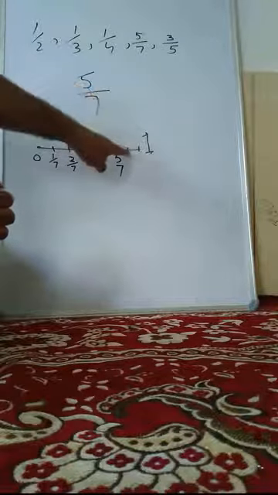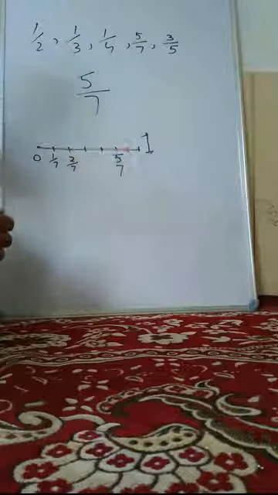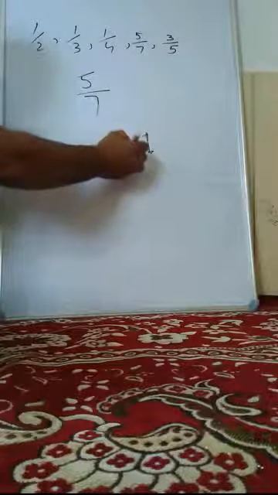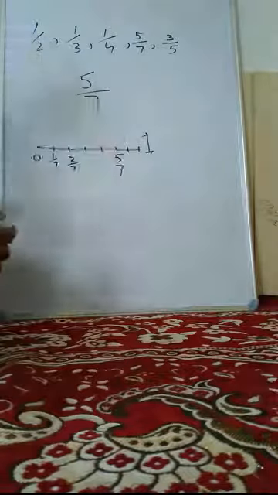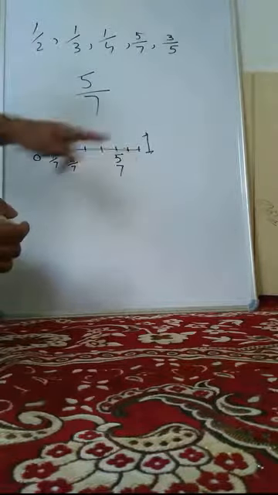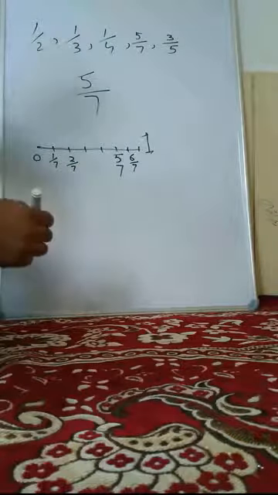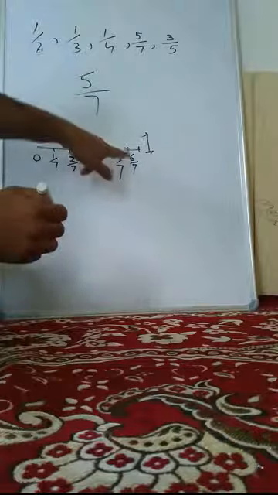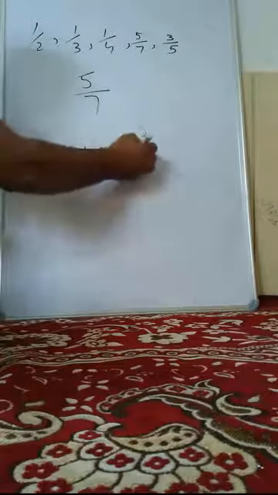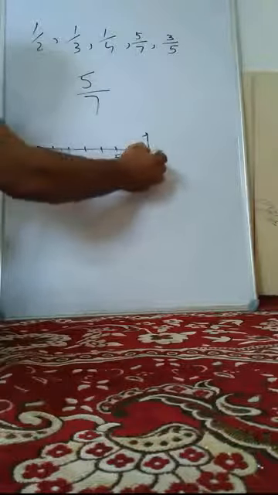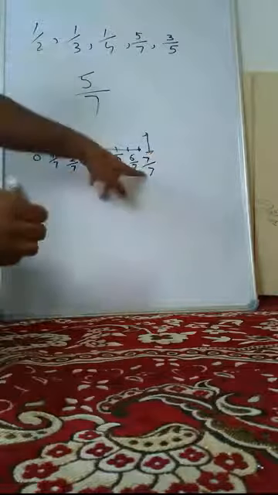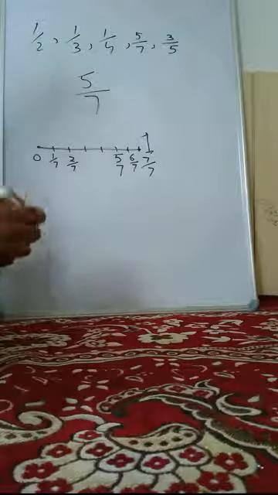What is this point? Dear students, if I ask you what is this point, yes, this is 6 by 7. You must say this point is 6 by 7, and what is this point? This point is 1, that means 7 by 7. 7 by 7 is equal to 1.